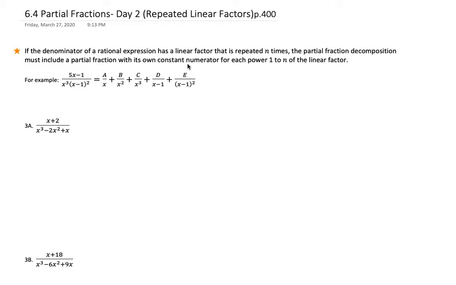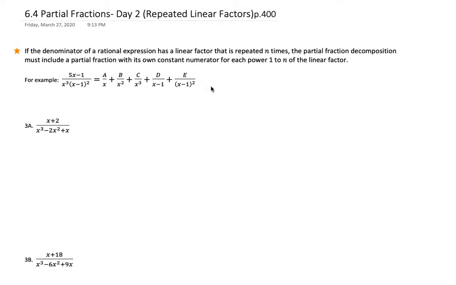The partial fraction decomposition must include a partial fraction with its own constant numerator for each power 1 to n of that linear factor. Okay, so we have x, but we have that to the power of 3. So you're going to have one denominator x, the next one x squared, and then finally x cubed. Here you have an x minus 1, and that's squared, so you're going to have one regular x minus 1, and then an x minus 1 squared.